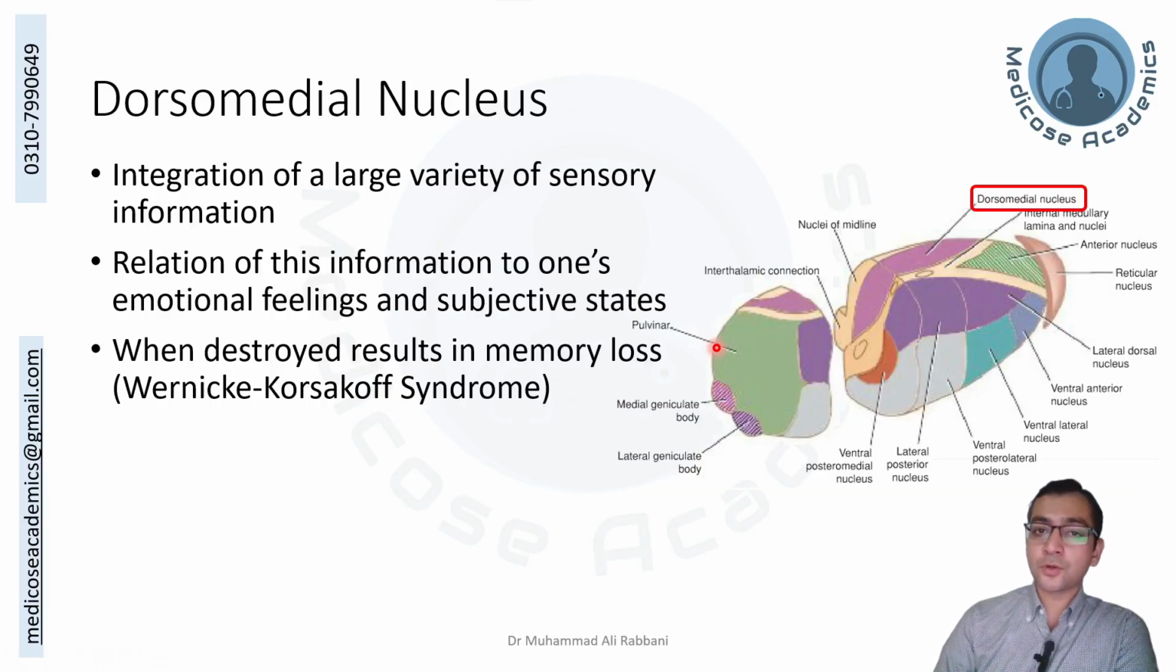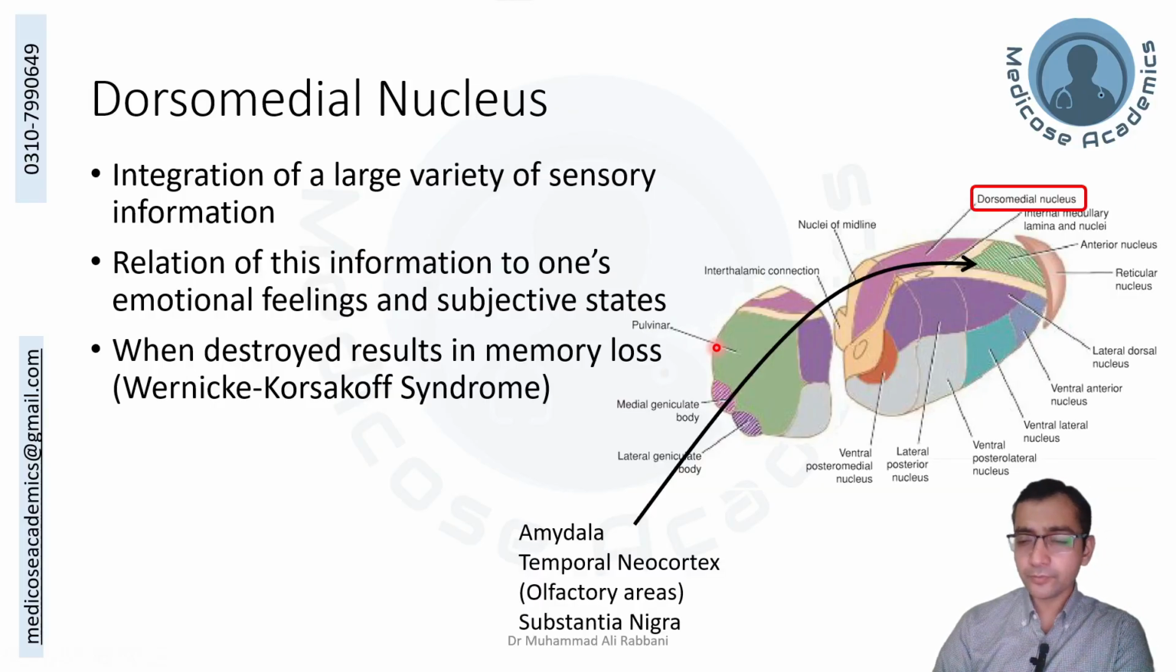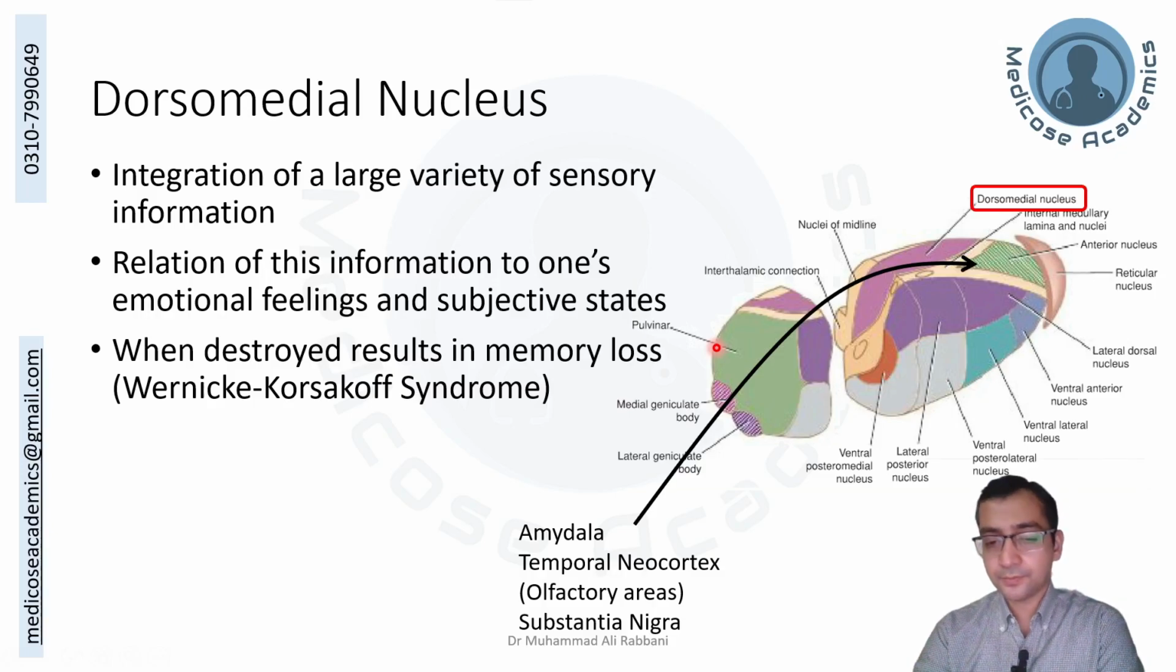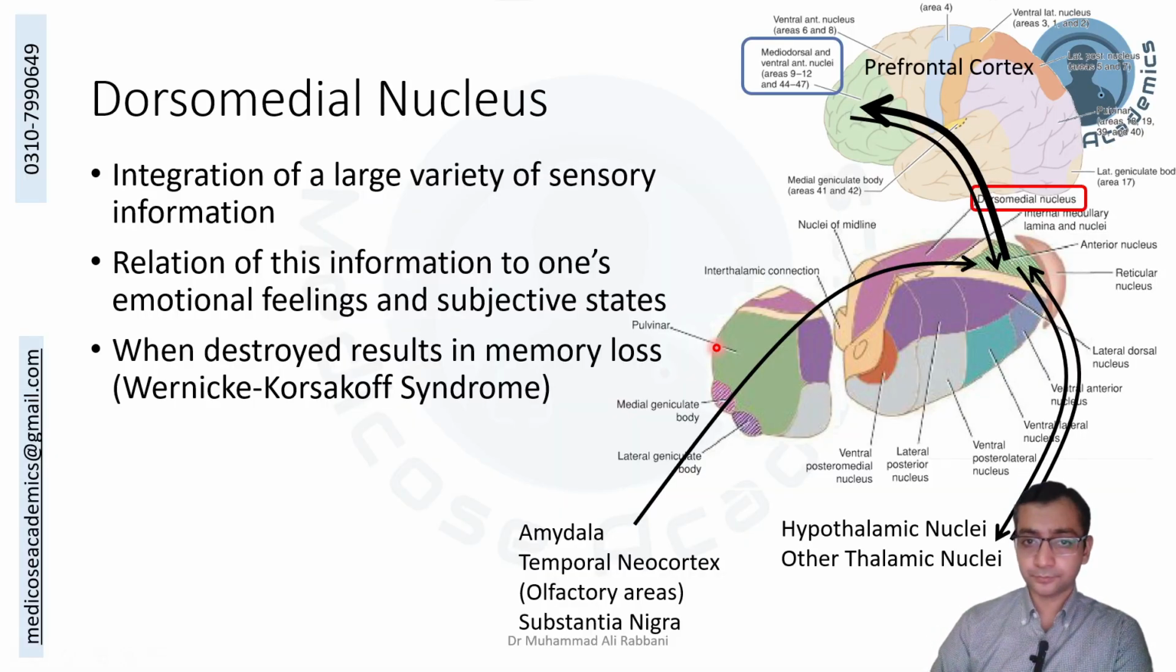There is Wernicke-Korsakoff syndrome, and this is the memory loss. It is getting input from the amygdala, temporal neocortex, part of the limbic system, and olfactory areas from the temporal areas. Substantial diagram. There are connections with the hypothalamic nuclei, other thalamic nuclei, and the major output is to the prefrontal cortex, although it is reciprocally connected.